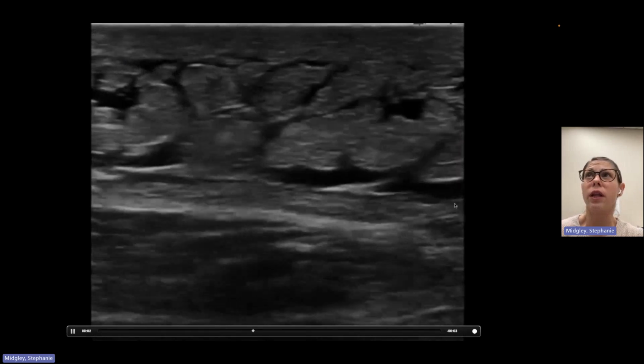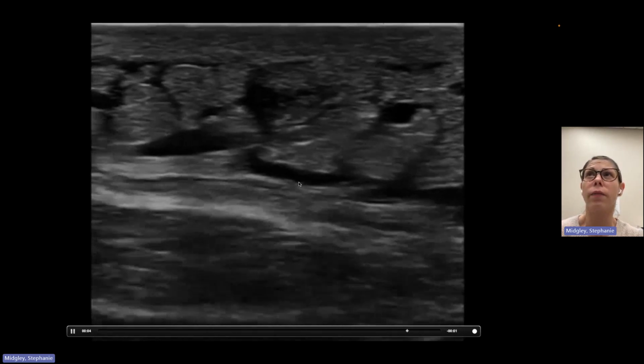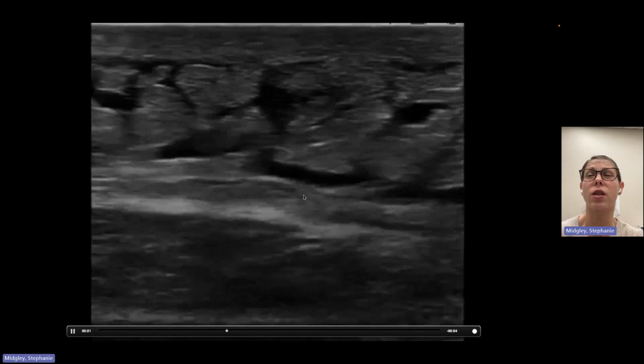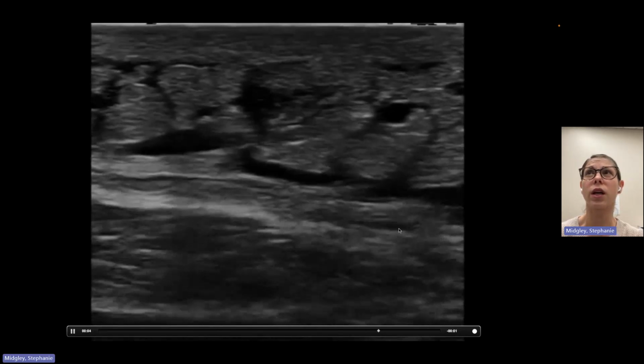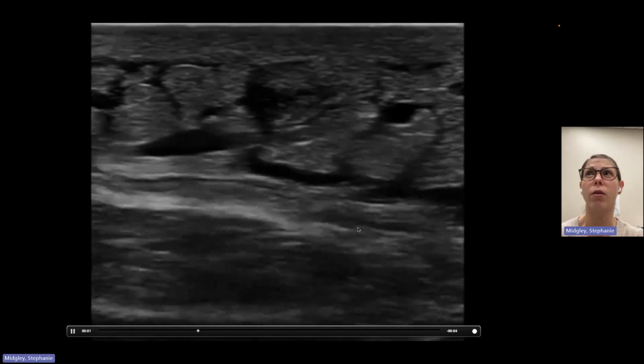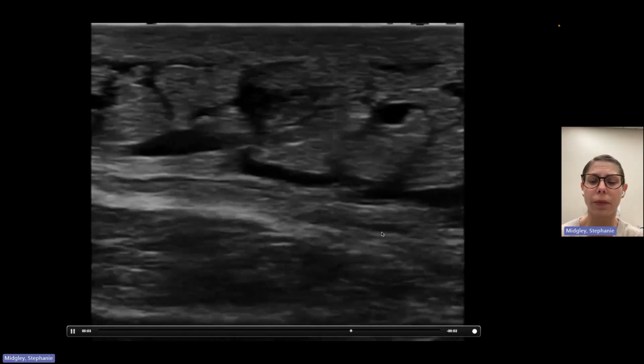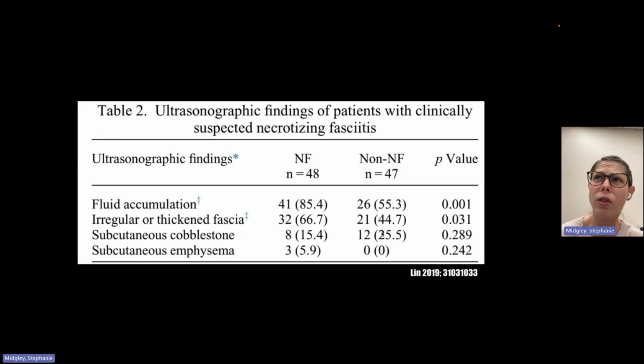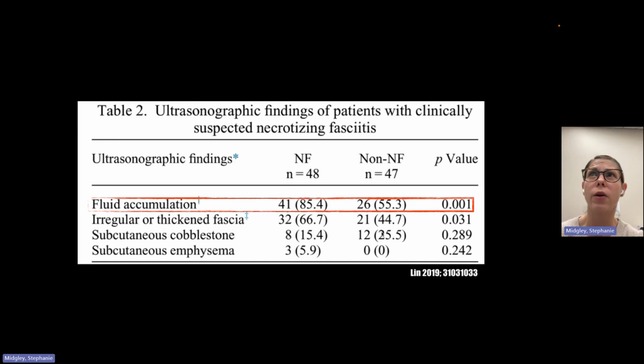Here's another example. Again, fluid tracking along this fascial layer, and right here's the fascia. And then over here, we can actually catch a couple of glimpses of fluid tracking below that superficial fascial layer. So important to realize, this was a study from 2019 that looked at a bunch of cases of NSTIs. And really what they found was the best was your fluid accumulation, and they had used the cutoff of 4 millimeters. And I kind of skipped that one for more of the statistical fanciness that they did.